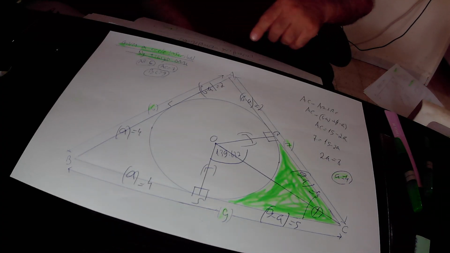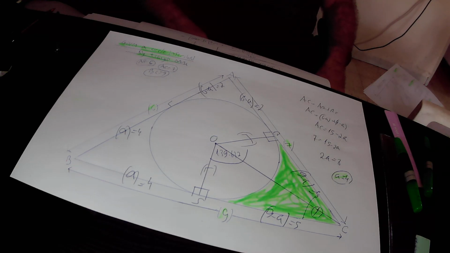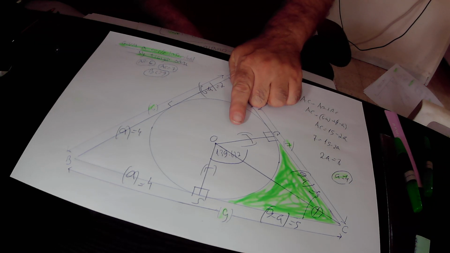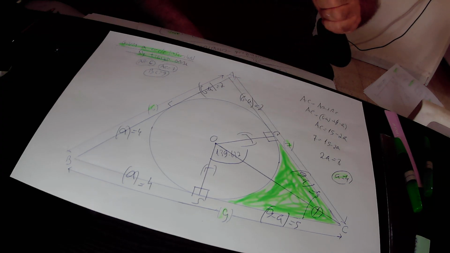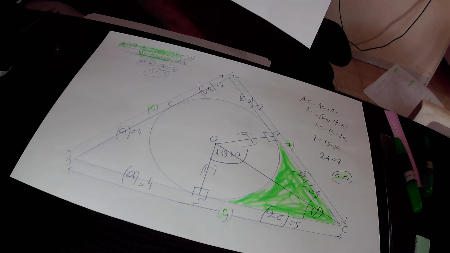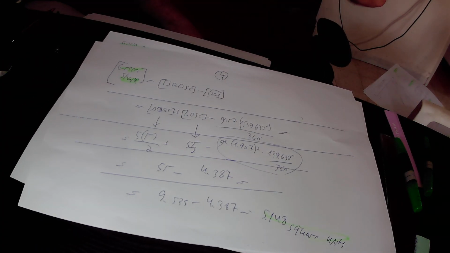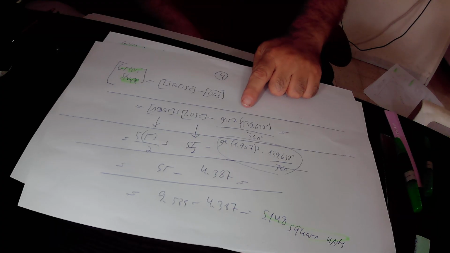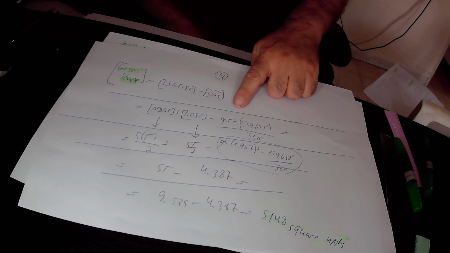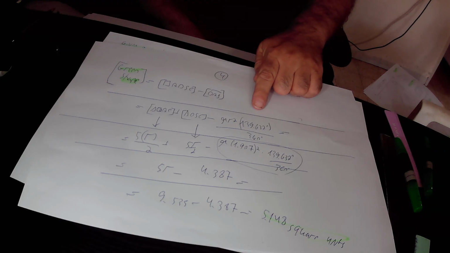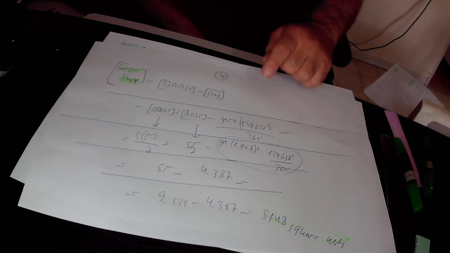What is the area of this sector OQS? According to the formula that I presented, the area of sector OQS is equal to pi r squared, that is the area of the circle that contains the sector, times the angle between the legs of the sector, that is 39.632 degrees, over 360 degrees.